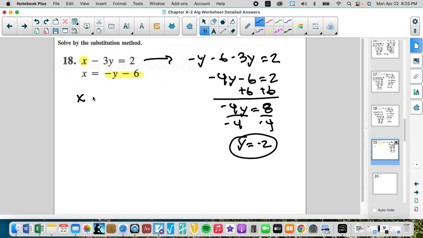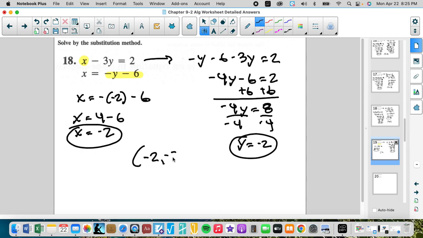And now we have this already isolated, opposite of my y value. Tricky right there. Negative is here. My y value is negative 2 minus 6. So x equals 4 minus 6. X equals negative 2.